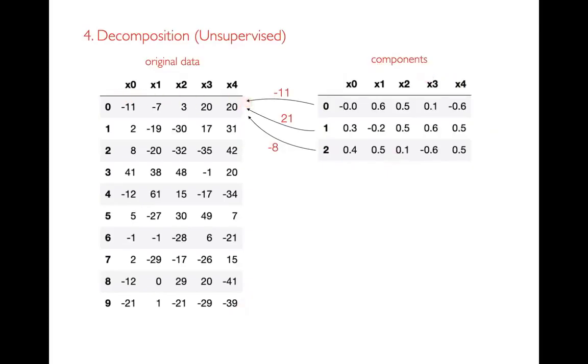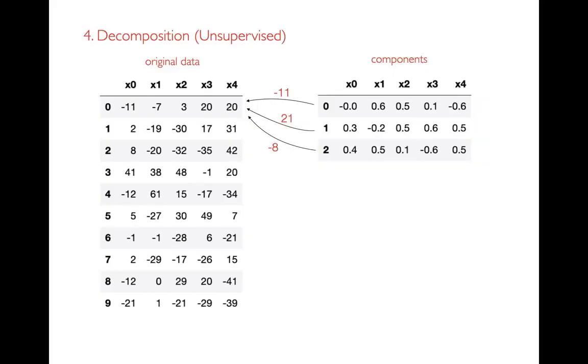So you notice the columns are the same between my original data and my component rows. And then to get this row here, like -11, -7, 3, 20, 20, what I would do is multiply this row by -11, and then add it to 21 times this row, and then add it to -8 times this row. So I'm taking a weighted average of these three rows to produce this row. And if you actually crunch these numbers, you see that I would get something similar to this, but there would be some error. It's not a perfect match, which is fine. The fewer components I have, the simpler the model, but there might be more error.